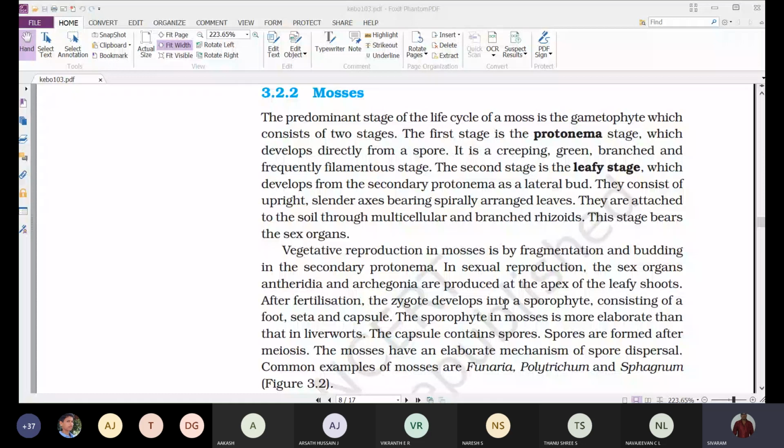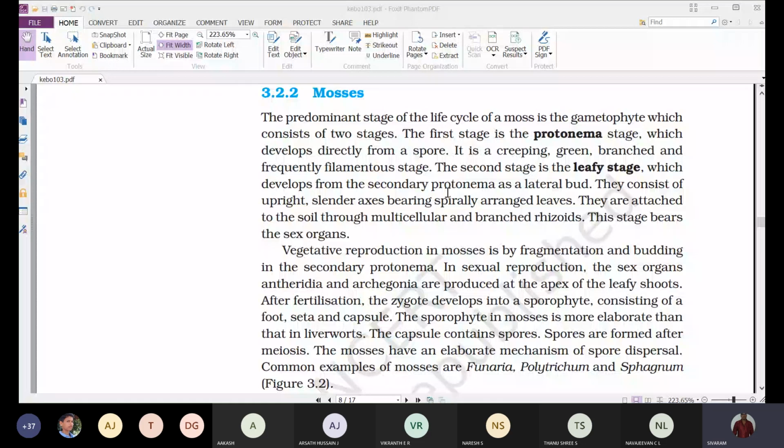stages. The first stage is the protonema stage, which develops directly from a spore. So after sexual reproduction, the zygote is produced, and this zygote will develop into a sporophyte, and this sporophyte also consists of a foot, seta, and capsule. And some of the cells present inside the capsule will undergo meiosis and produce the spores.